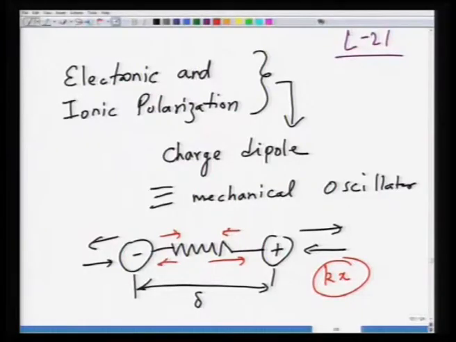Okay, so what we will do in this new lecture is to review the previous lecture first and then go about the contents of this lecture. So, what we did in the last lecture was we started our analytical treatment of electronic and ionic polarization in the presence of AC field.